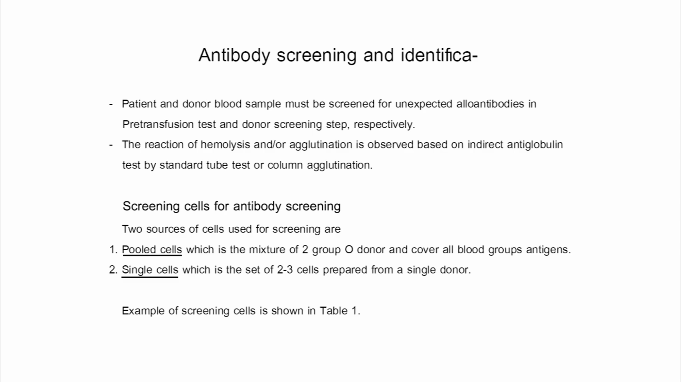Two sources of cells used for screening are pooled cells, which is a mixture of two group O donors which cover all blood group antigens, and single cells, which is a set of 2 to 3 cells prepared from a single donor. An example of screening cells is shown in Table 1.